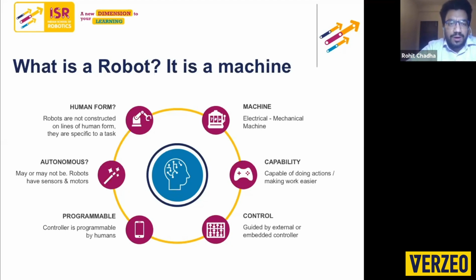It can be in human form, or it may be specific to a task, like a washing machine or street light or an automatic door. All these are specific to that task. Now, one thing which I wanted to touch upon over here is when I talk about the brain of the robot or the controller of the robot.